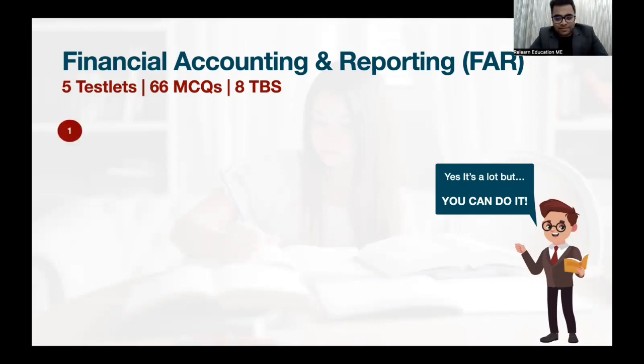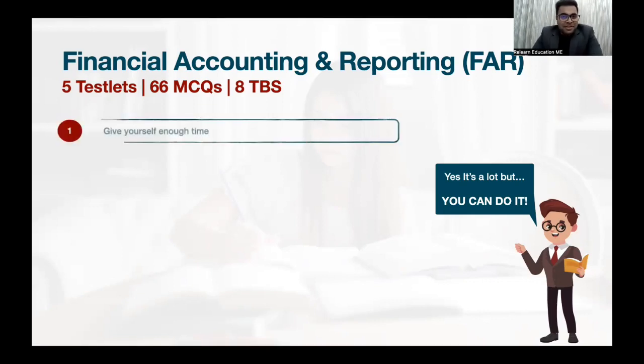The first is that give yourself enough time. Now, if I look at this FAR module, that's a big module that you are looking at. It's very natural to feel overwhelmed, and it's very natural that I start to panic. Do not do that. Give yourself enough time. There is no need to just rush through the concepts to be able to give the exam quickly.